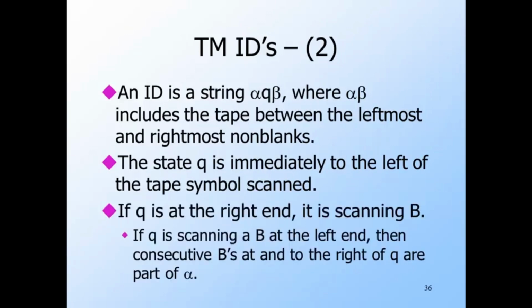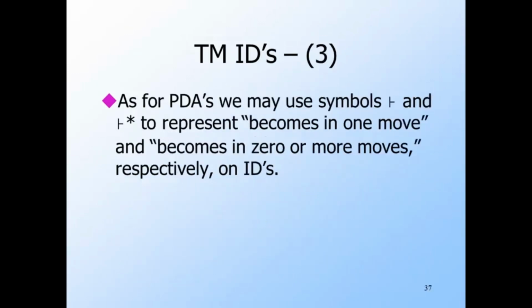As a special case, Q can be at the right end of beta. If so, it means that the symbol being scanned is a blank. This can only occur if the Turing machine has just moved to the right and there are only blanks to the right. We use the turnstile notation to represent one move, and we use the turnstile star to represent any number of moves, including 0 moves. These are exactly as for PDAs.